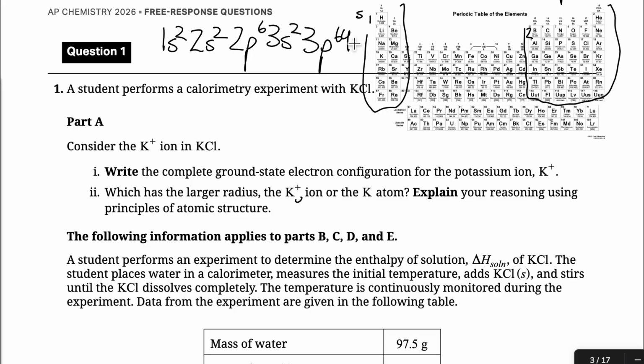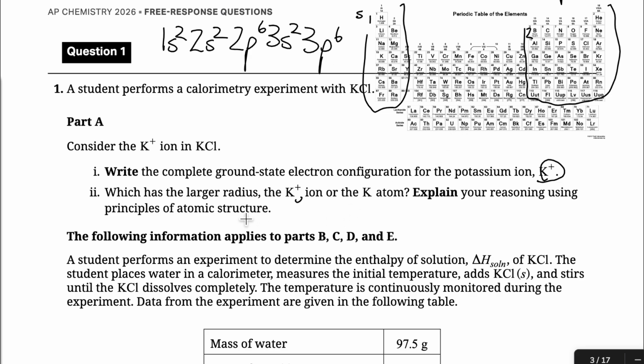K, which is 4s1. However, you should notice that it's not asking for K, it's asking for K+, meaning that it lost an electron. So if this is K, it loses an electron, so you get rid of this 4s1, and then you have this final electron configuration.